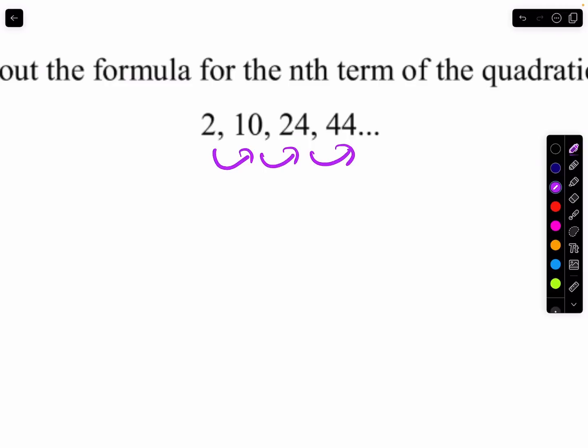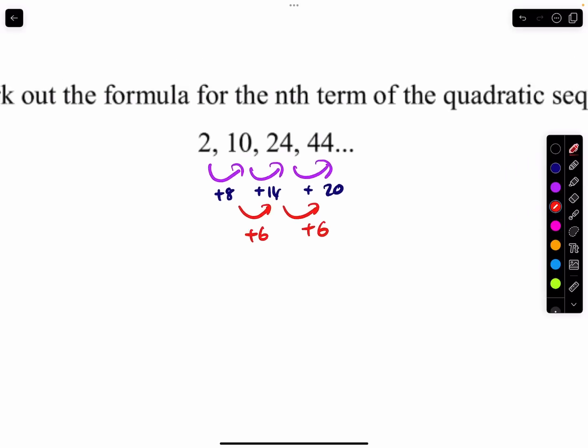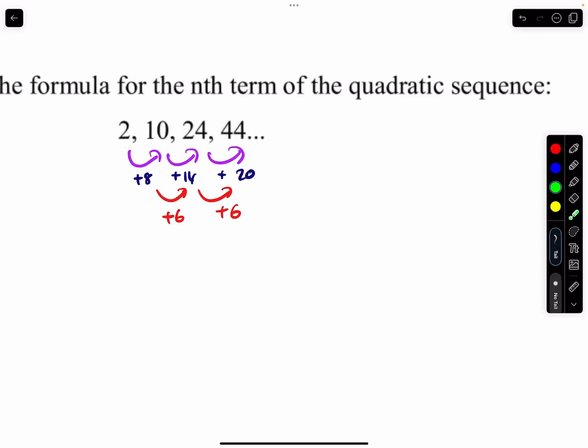We're going to find the difference between each term. So we can see that's 8, 14, 20. Now I'm going to find that the differences have their own difference, and that was 6. What do we do now? We half the second difference. So because it's 6, we half it, that's 3. If that second difference, for example, was a 4, we'd half it and get 2. If it was a difference of 1 each time, we half it, we get 0.5.